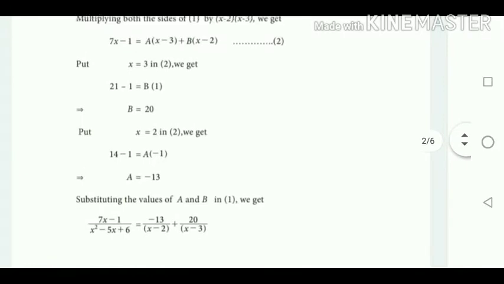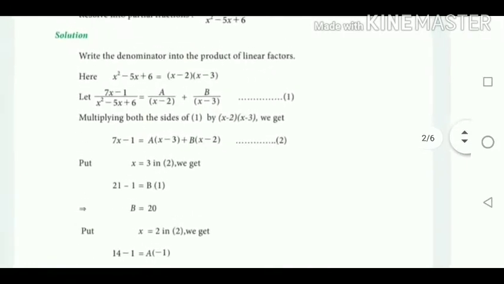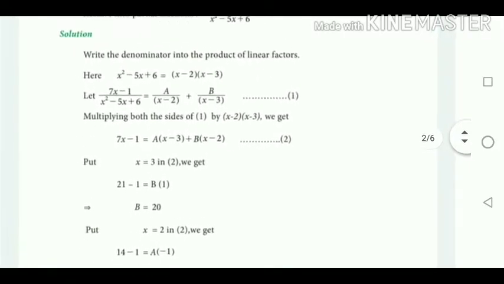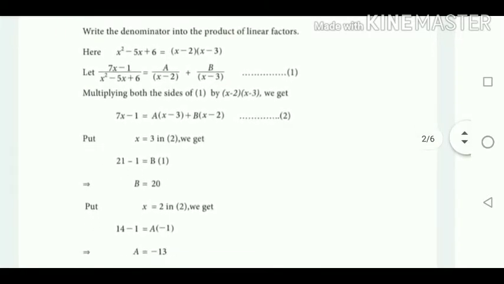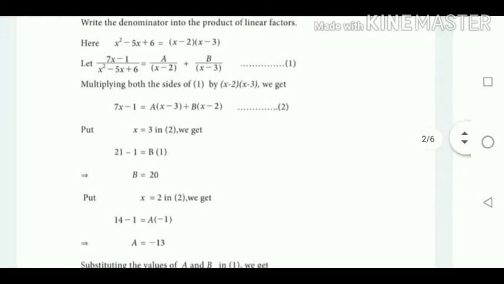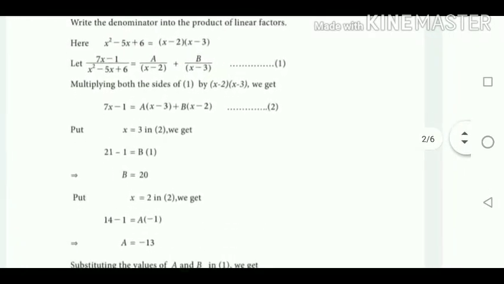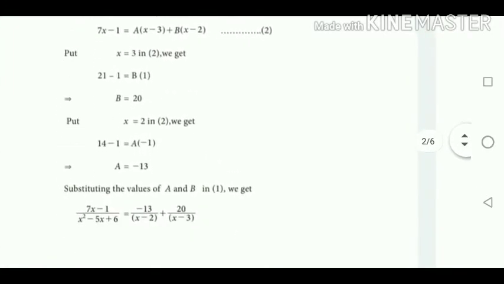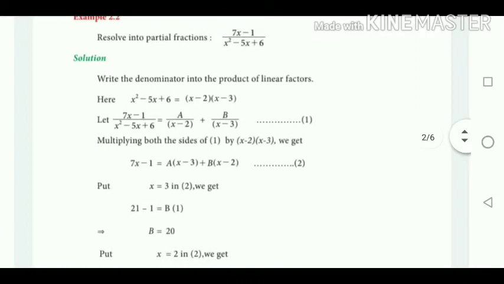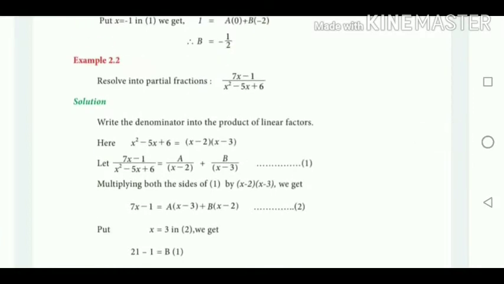Now substitute these values from the second equation into the first equation. The first equation becomes 7x minus 1 by x square minus 5x plus 6 equal to a by, here the value of a equal to minus 13. Therefore minus 13 by x minus 2 plus b by x minus 3. The value of b equal to 20, so plus 20 by x minus 3. This is the way you have to find the partial fractions in order to solve the question 7x minus 1 divided by x square minus 5x plus 6.